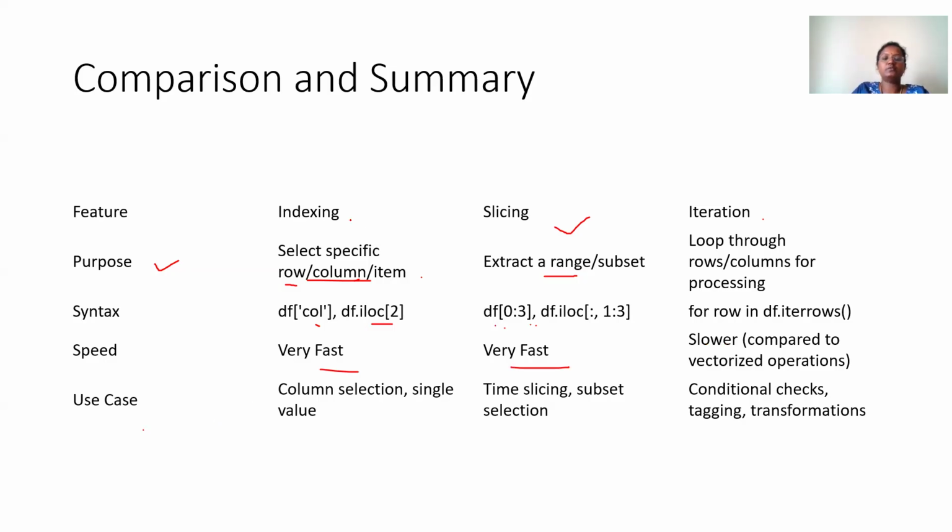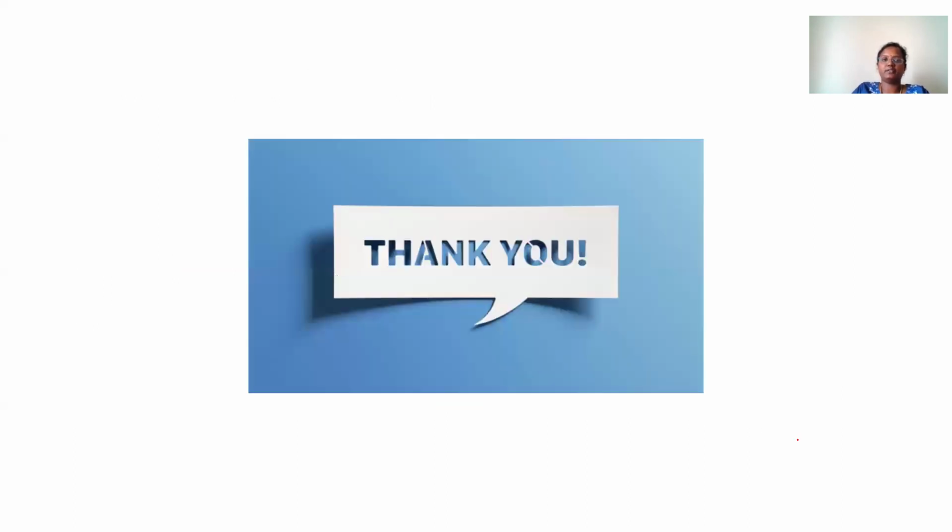Use cases: if you want column selection or a single value, you can go with indexing. If you want to perform time slicing or subset selection, you can go with slicing. For conditional checks or tagging transformation, you can go with iteration.